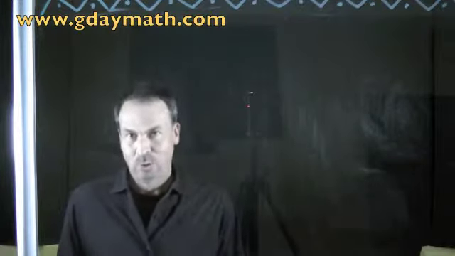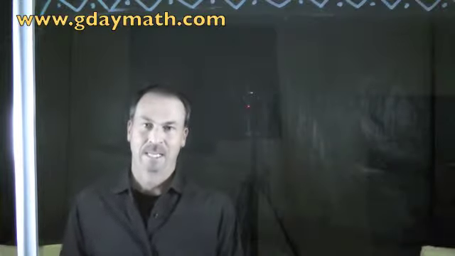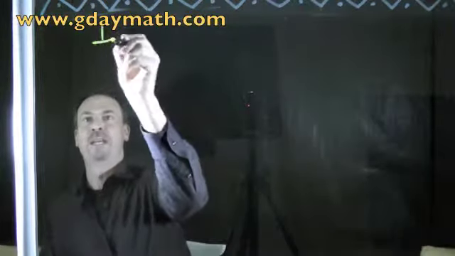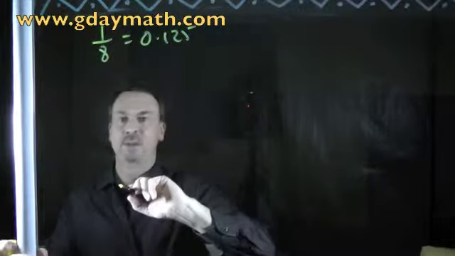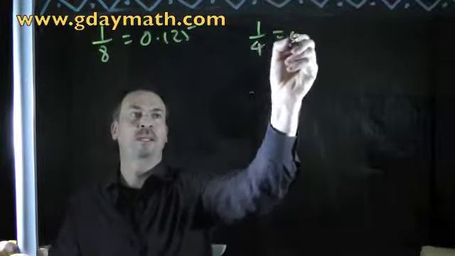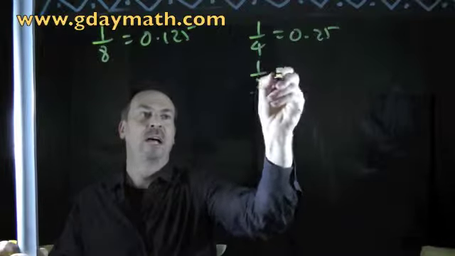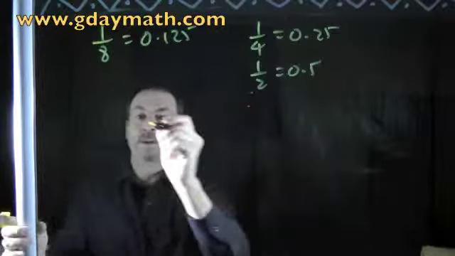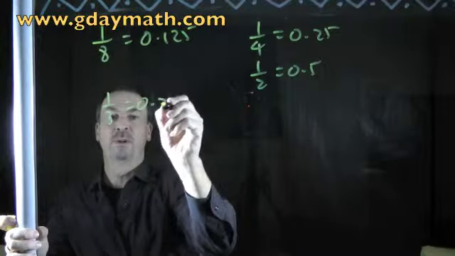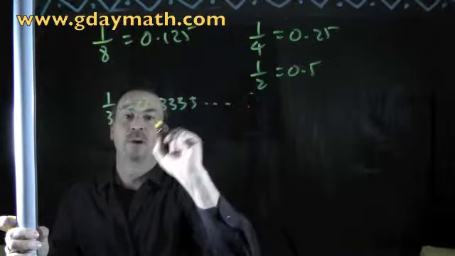In lesson 2.2, we saw that fractions give decimals. For example, we saw there that 1/8 is 0.125. And maybe when you did the work, you saw that 1/4 is 0.25, 1/2 is 0.5, and so on. Those decimals actually have to stop. Some other decimals, like 1/3, we saw was 0.3333, going on forever.